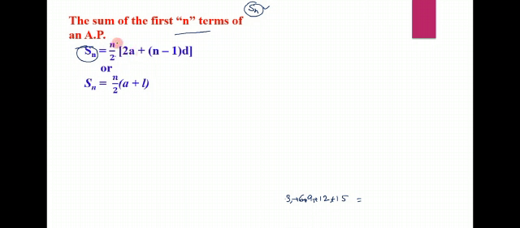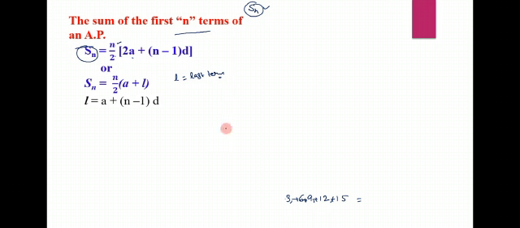Here n means the number of terms, up to what number of terms we are taking. Here a means the first term, and n we already discussed. d means common difference. And there is another formula, that is Sn is equal to n by 2 of a plus L, where L is the last term.